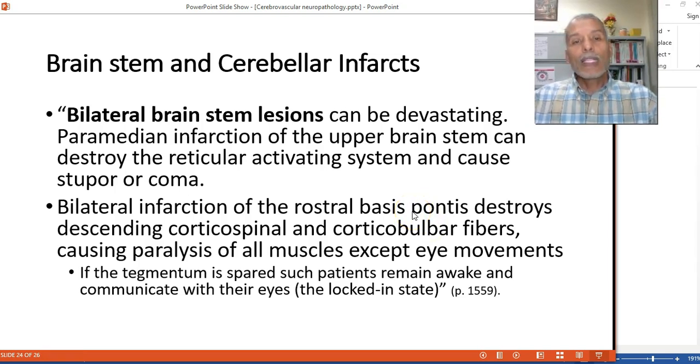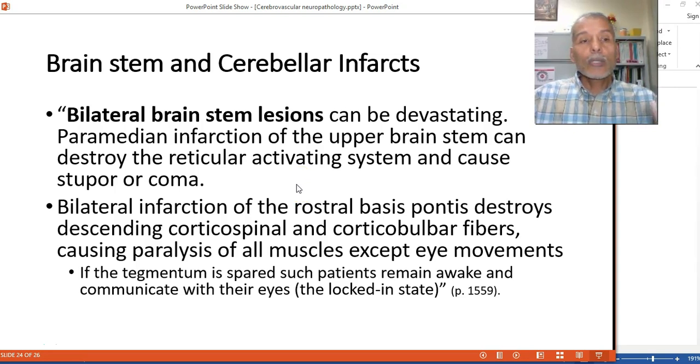What if the lesion is bilateral? If someone has bilateral brainstem lesions on both sides. So again, as your text states, the results could be devastating, and depends on the severity and so on. If there's a paramedian infarction towards the middle of the upper brain stem, that can destroy the reticular activating system that controls your arousal and your alertness levels, and it would cause stupor or coma.